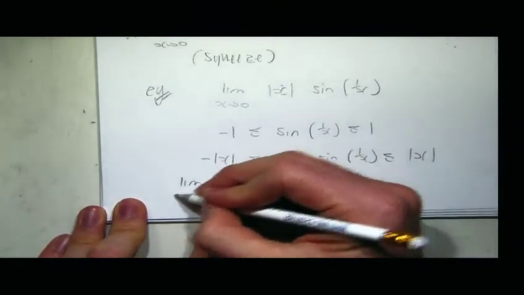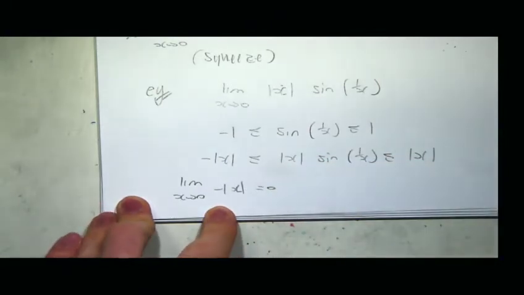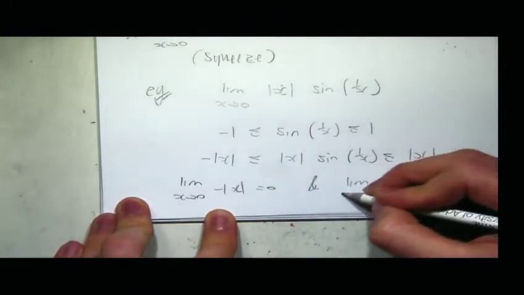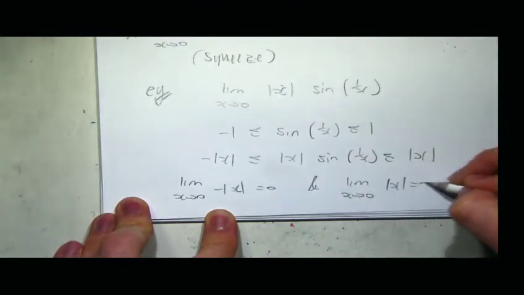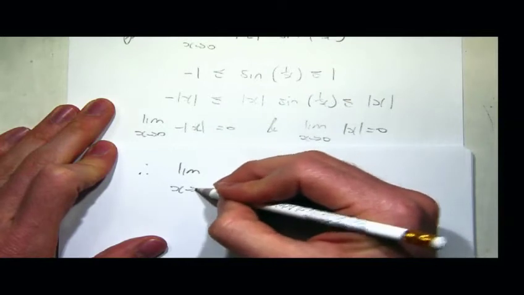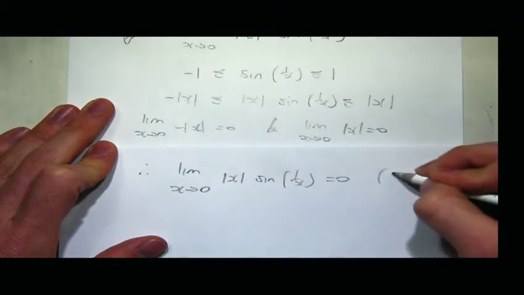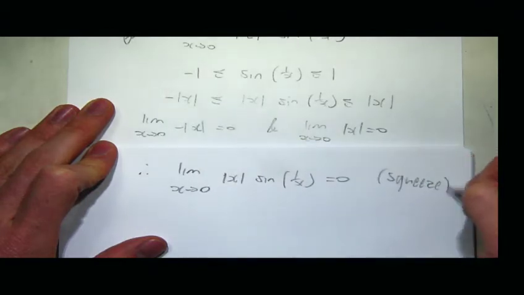And then I can say, well, the limit as x goes to 0 of minus mod x is 0, because minus mod x is a perfectly good continuous function. And the limit as x goes to 0 of mod x is 0, because mod x is a perfectly good continuous function. I can just sub it in. And so therefore, the limit as x goes to 0 of mod x sine 1 over x is 0 by the squeeze theorem. So this one's actually easier. The one where it was just x, I had to deal with what happens to the inequality signs when I multiply by x. But this one, nah, easier, because mod x is positive anyway.